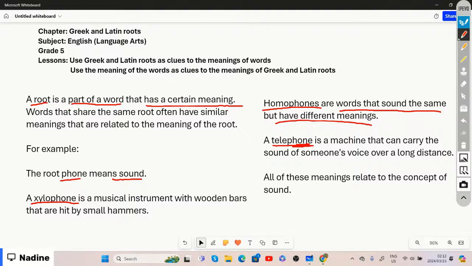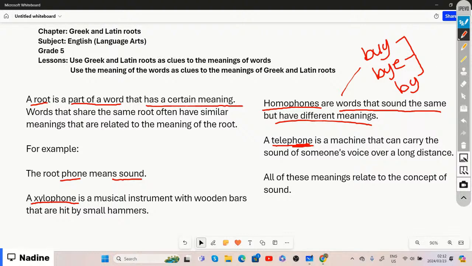It's almost the same as saying xylophone, telephone. Here we have another word, homophone. There we also have the word phone in it. So homophones are to do with sound, because homophones are words that sound the same but have different meanings. An example is where you say buy, bye, and by. These are three different words that sound the same, but the meanings of each are different.